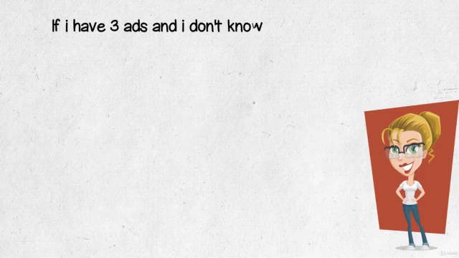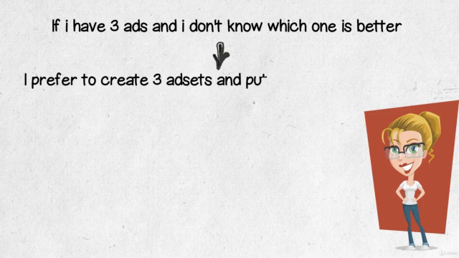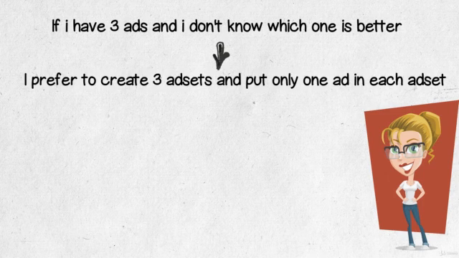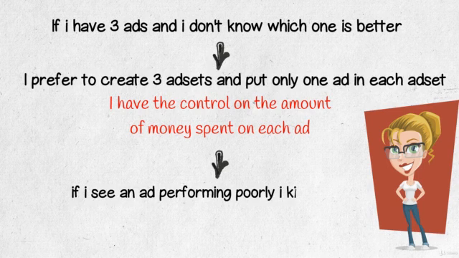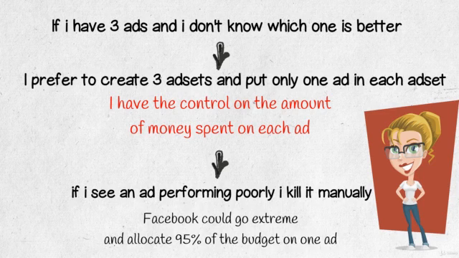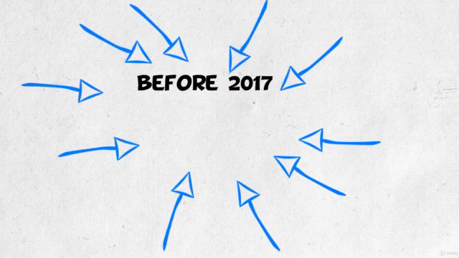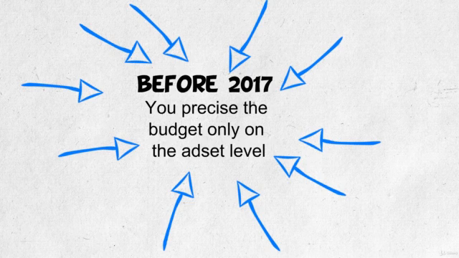So if I have 3 ads and I don't know which one is better, I prefer to create 3 ad sets and put only 1 ad in each one. This way, I have the control on the amount of money spent on each ad. And if I see an ad performing poorly, I kill it manually. Because sometimes Facebook could go extreme and allocate 95% of the budget on one ad. So you should know that before 2017, you specified the budget only on the ad set level.